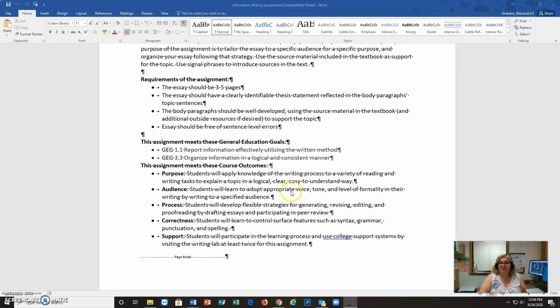Be able to adopt appropriate voice, tone, and level of formality because you're writing to a specified audience. Process and develop strategies for generating, revising, editing, and proofreading. Correctness, visit the writing lab. All right, those are all the things I'm going to be asking you to do for this assignment.